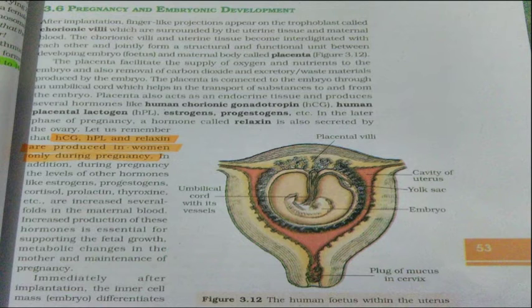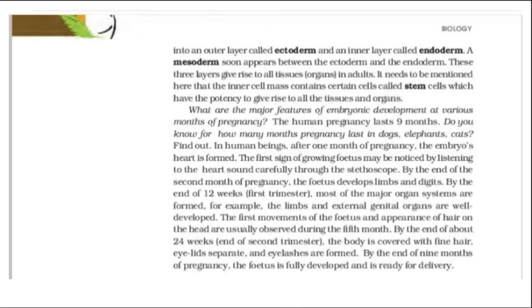Immediately after implantation, the inner cell mass differentiates into an outer layer called ectoderm and an inner layer called endoderm. The mesoderm soon appears between the ectoderm and the endoderm. These three layers give rise to all the tissues or organs in adults. It needs to be mentioned here that the inner cell mass contains certain cells called stem cells, which have the potency to give rise to all the tissues and organs.